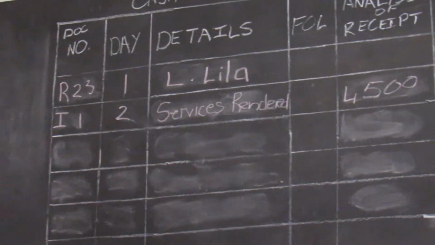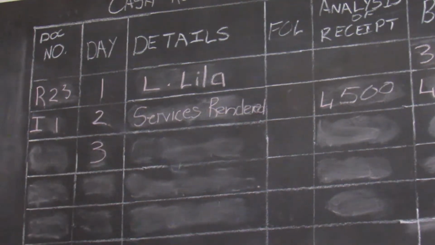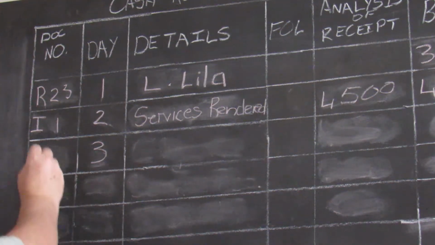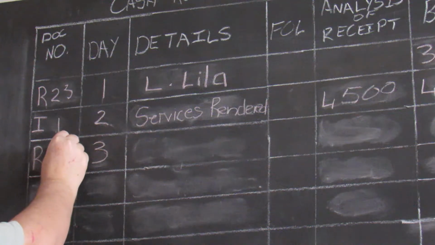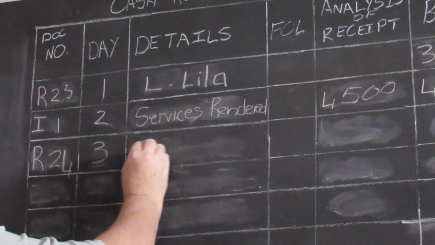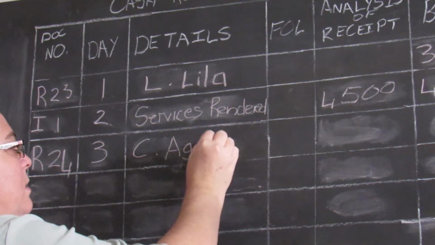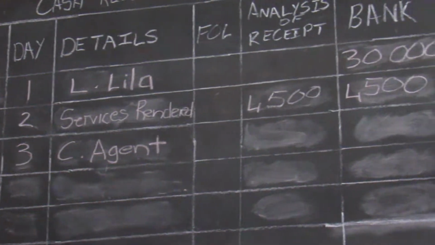Transaction number 3 is on day 3. Now you'll see there, that is an actual receipt. The receipt number there is R24. The person that we received this money from was C agent. Folio once again stays blank.